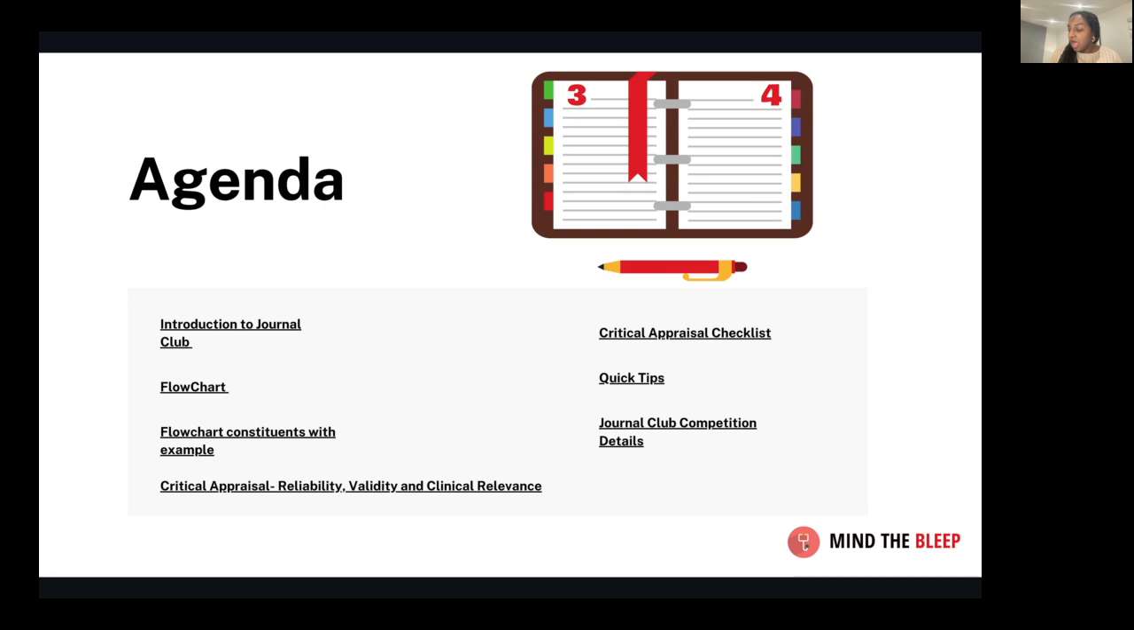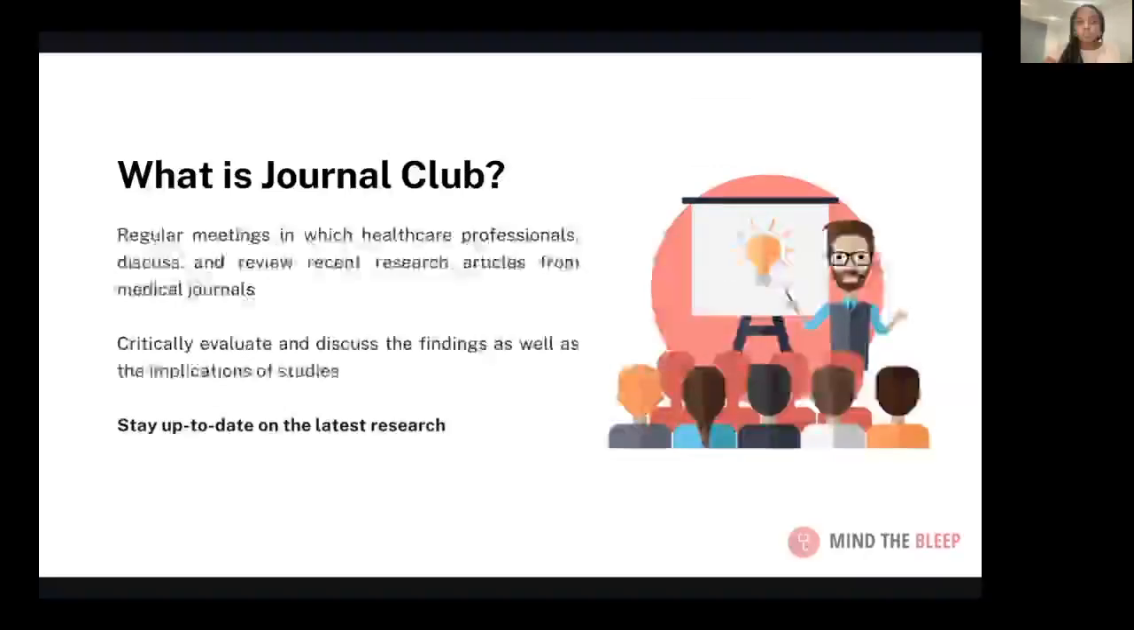I did want to mention quickly that in the poll, we had a lot of different topics that people wanted to see or present. So for this reason, for the competition, you're free to choose your own topic, but more on that later. Let's cover the basics first.